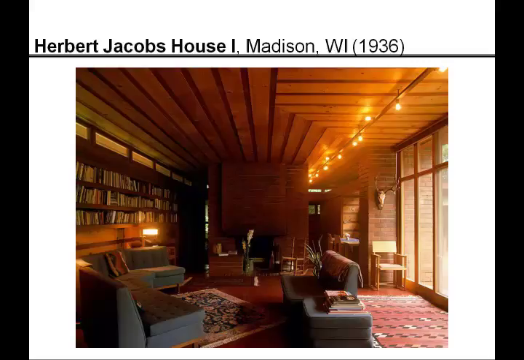The brick and wood construction, and of course the glass curtain wall, suggested simplicity and also a harmony with nature. Some of the later Usonian houses do become a bit more complex, but this Herbert Jacobs house, the first one, is considered sort of the most pure example of that Usonian ideal.